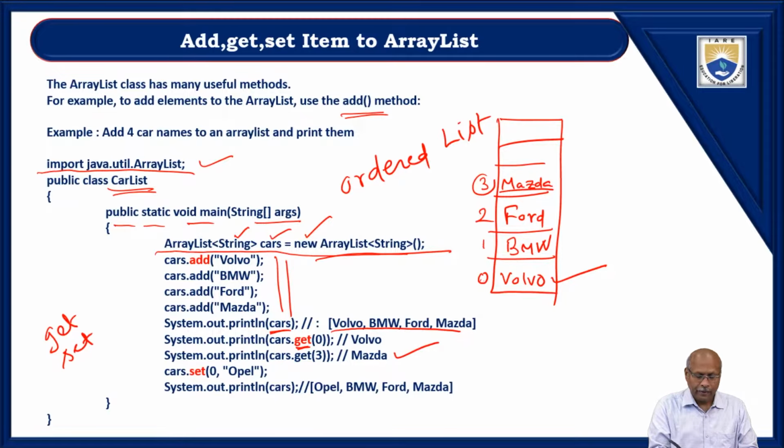You can replace it. Now the 0th item, I want to replace with Opel. Actually in the 0th item, Volvo is there. So when you write this statement, automatically Volvo will be replaced with Opel, O-P-E-L. Now when I ask to print, the first item is Opel, then BMW, then Ford, then Mazda. So this is the way you can get it. So this is the program which allows you to add it, to get it, as well as to set it. So get, set, as well as print it.